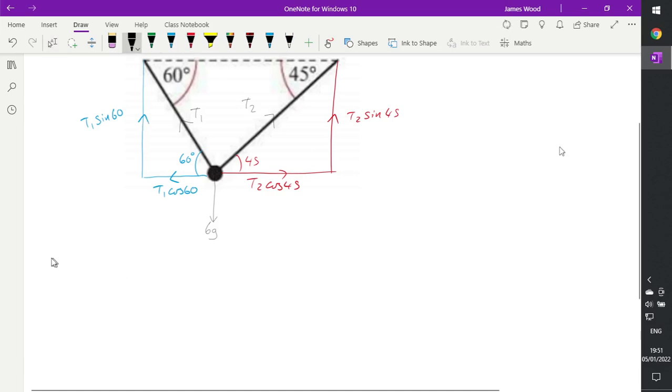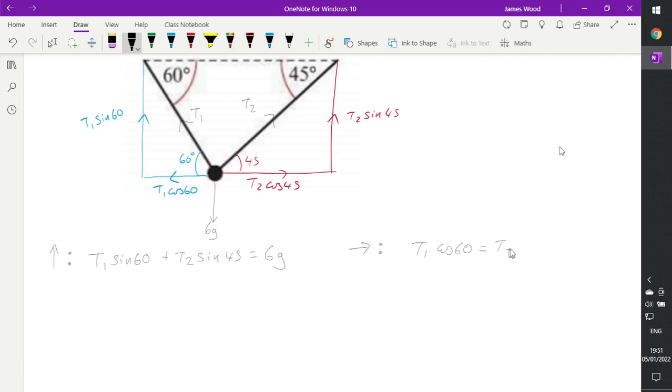Let's do vertical first of all. So vertically, I have got T1 sine 60 plus T2 sine 45 must be equal and opposite to 6g. That's my first equation. If I resolve to the right, so looking horizontally instead, my only two forces are this one and this one. So that means that T1 cos 60 must be the same as T2 cos 45. And those are my two equations.